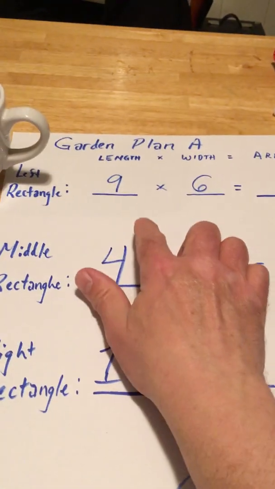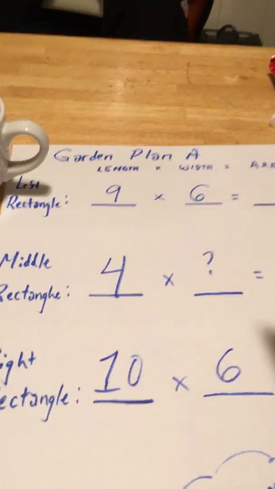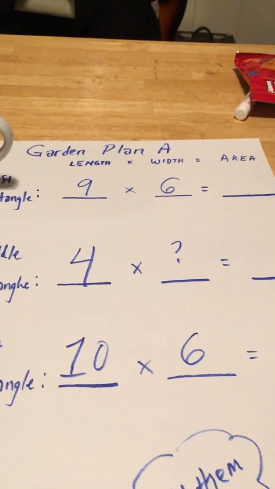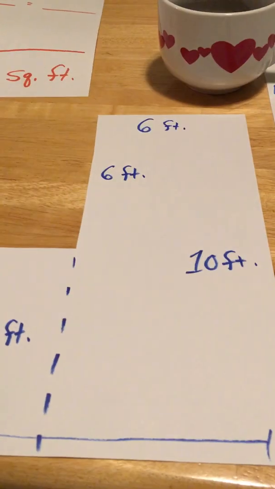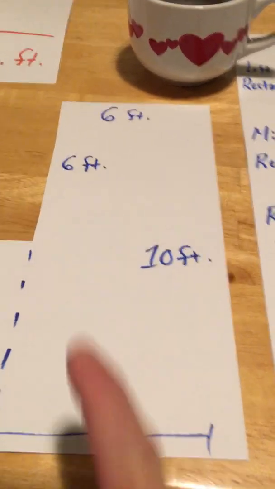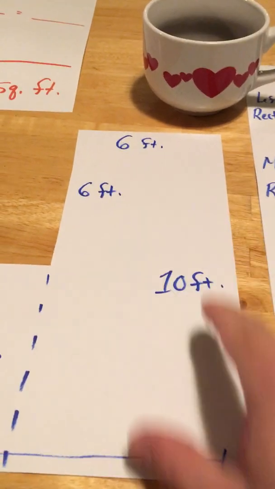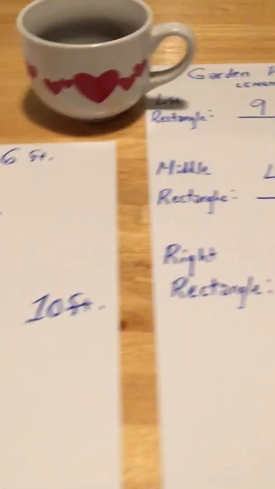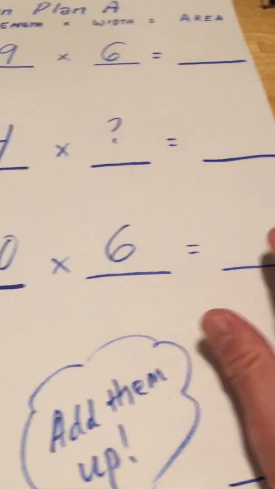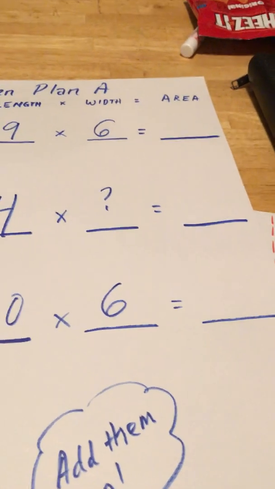If I wanted to figure out the area of that rectangle, I'd have to multiply it. 9 times 6, so I'm sure you're slick enough to figure that one out. 54. Let's skip the middle one because we have to go back to that in a second. The one on the right is fairly easy to calculate. It is 6 foot wide and 10 foot in length. So all you have to do is multiply 10 times 6. 60 would be your area right there.